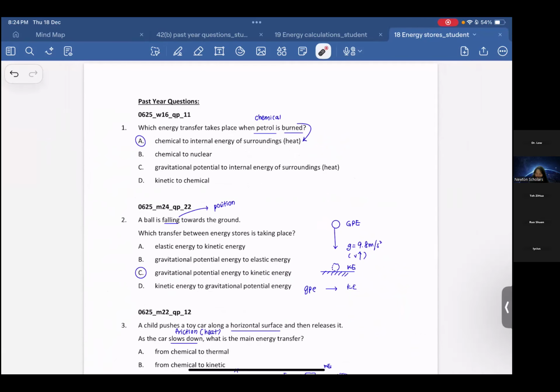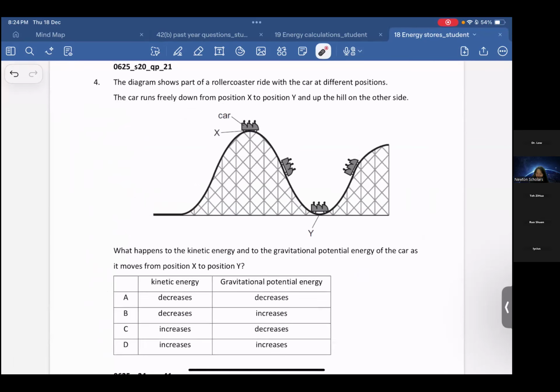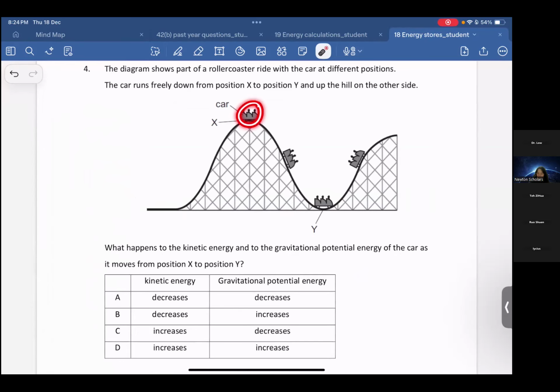Okay, my dear. Question number 4. At this position, you see we got a certain height, so this one must be GPE. At position Y, this point is the lowest point, so here we no more GPE. All the energy converts to kinetic energy. From here, convert to kinetic energy. That means that GPE will decrease.